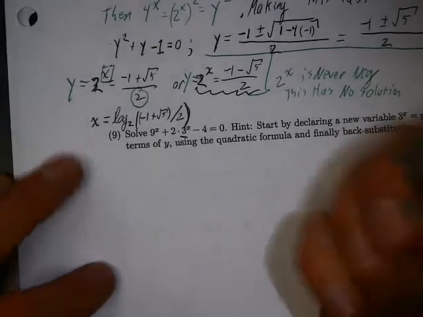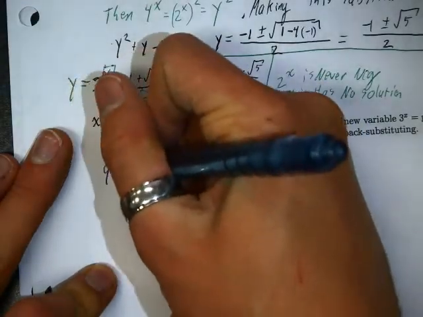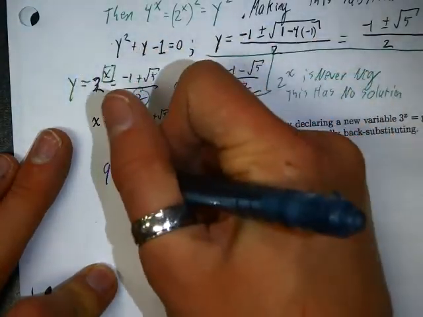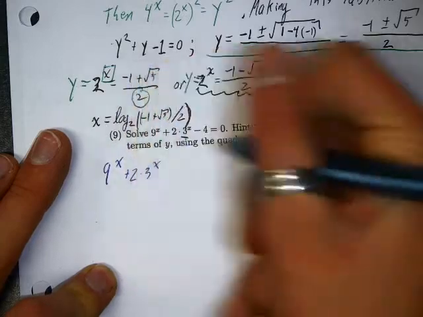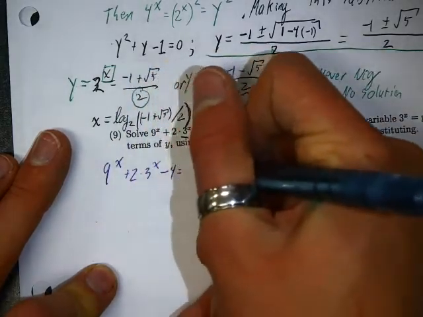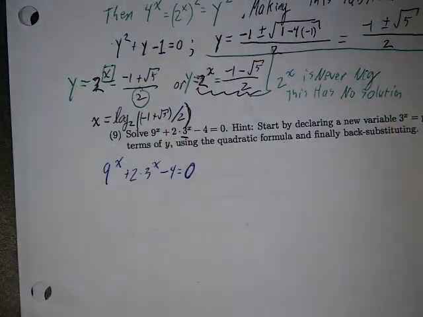So let's try to solve this: 9 to the x plus 2 times 3 to the x minus 4 equals 0. And this time, before making the substitution, maybe I'll do a little bit of rewriting. So between 9 to the x and 3 to the x, is there a common base that you see between those? I have a question for you.